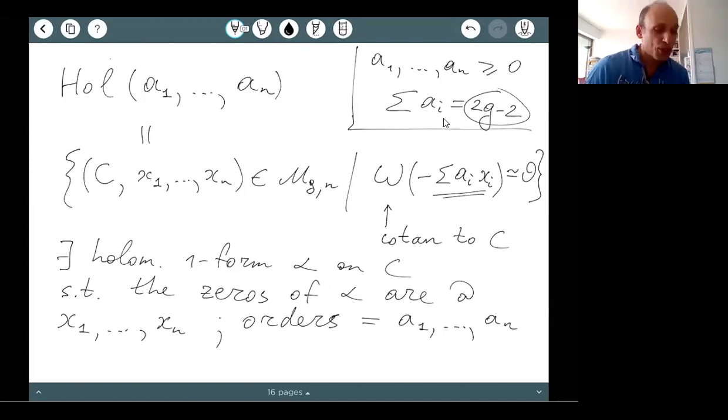Okay, so this is what is called the holomorphic locus, or the locus of curves that carry a holomorphic differential. And it is the same as saying that the cotangent line bundle twisted by the divisor minus sum of a_i x_i is the trivial line bundle. Okay, so this is the definition of the holomorphic locus. So this is important to remember because I will discuss this for the remaining 50 minutes. If there are questions on this, please ask.